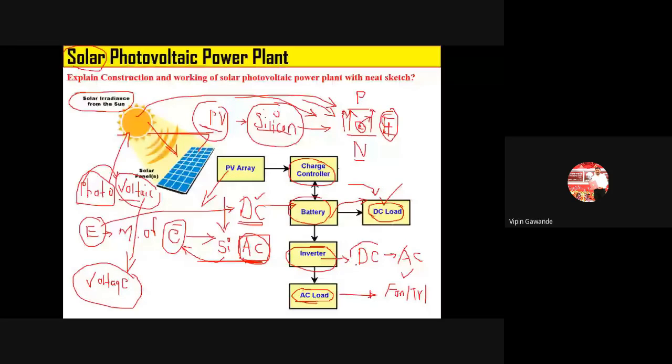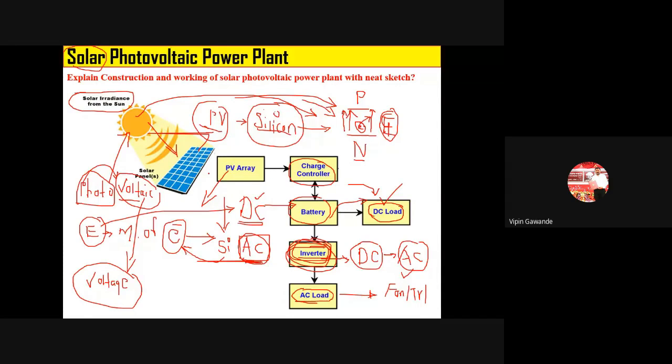And for conversion of DC into AC, we have to use what? We have to use an inverter. So this is the working of your solar photovoltaic power plant. See, here we are not using any turbine and other things. So this is different. So the two power plants are now different.